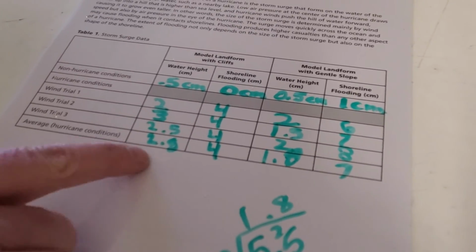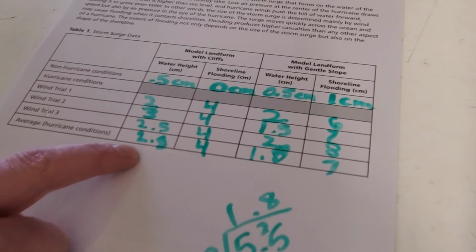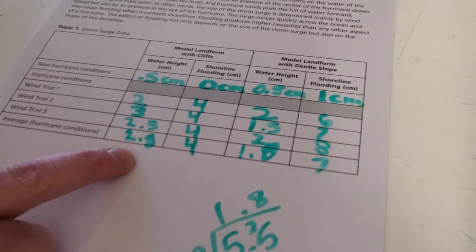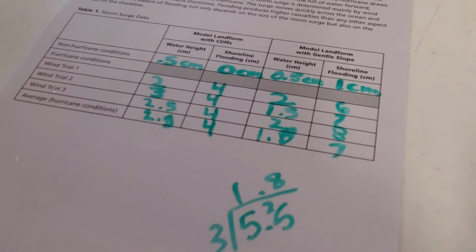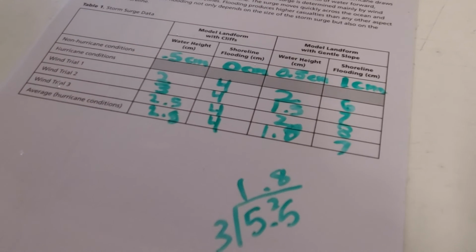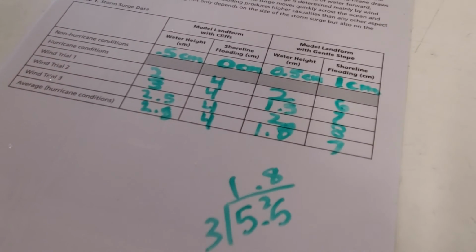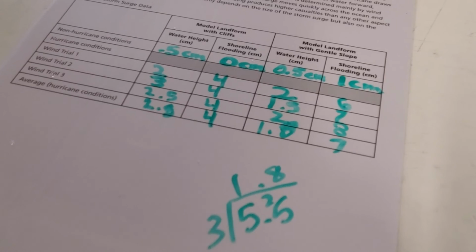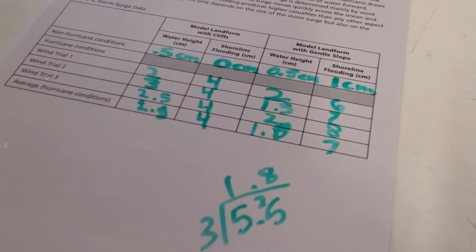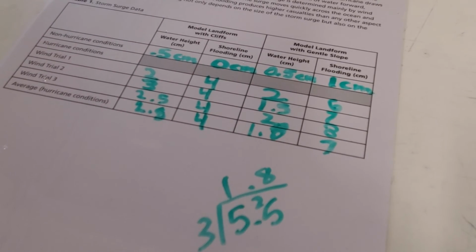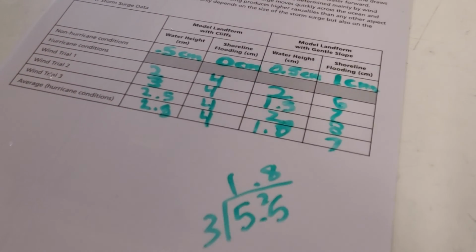So if you look at, we're looking for trends. Yeah, so look for patterns or things that you notice, like with cliffs, right? If we look at just the average water height, it was much higher, 2.5 versus 1.8, but it didn't really cause as much flooding. Inside the shore, we were only 4 instead of 7. 7 is almost twice as far, right, with only 1.8 or 1 8/10 centimeters of water height.